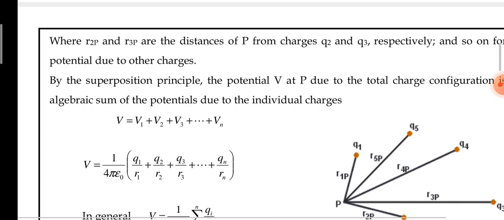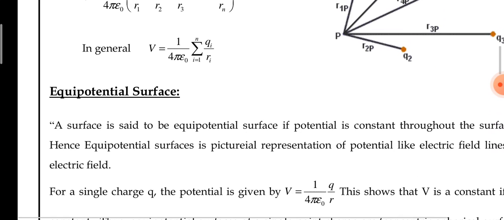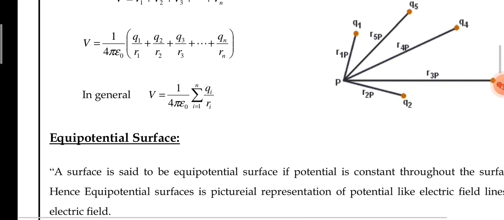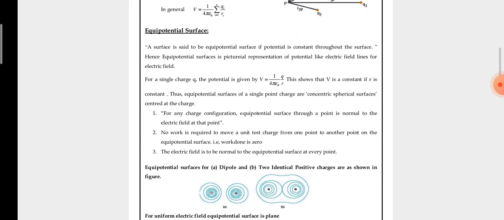Taking 1 by 4 pi epsilon naught common, you may write 1 by 4 pi epsilon naught into Q1 by R1 plus Q2 by R2 plus and so on plus Qn by Rn. In summation form, V equals 1 by 4 pi epsilon naught summation i equals 1 to n of Qi by Ri. This is the electric potential due to the system of charges.